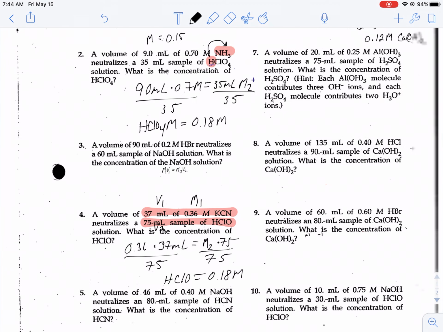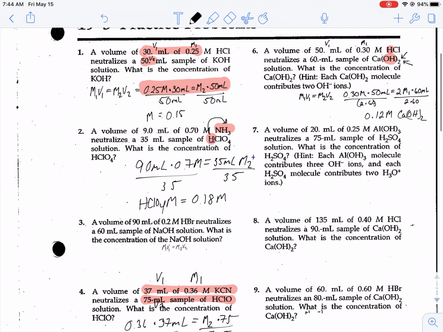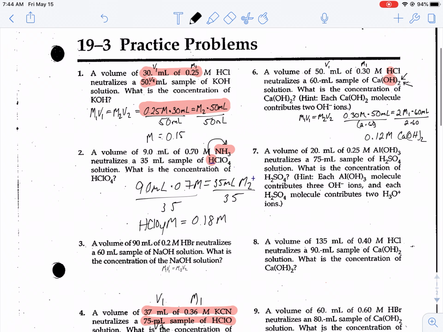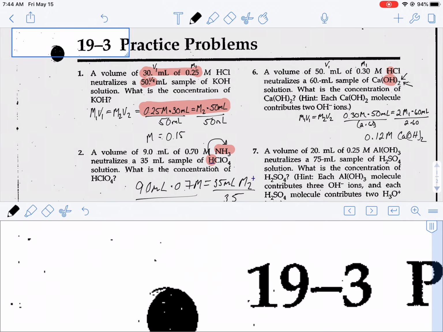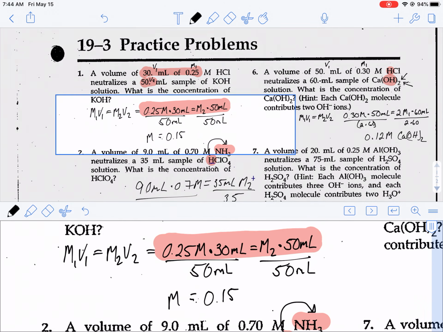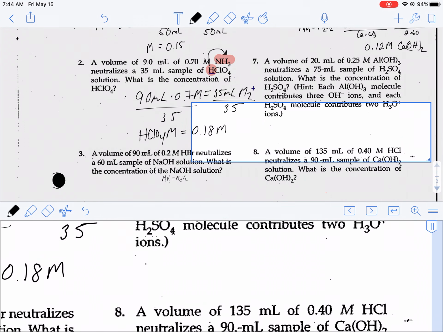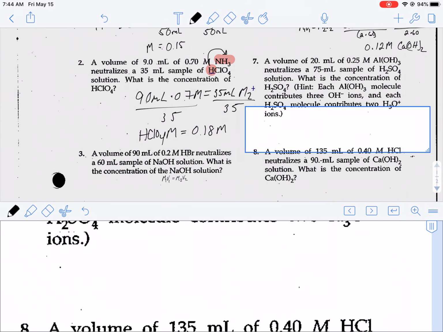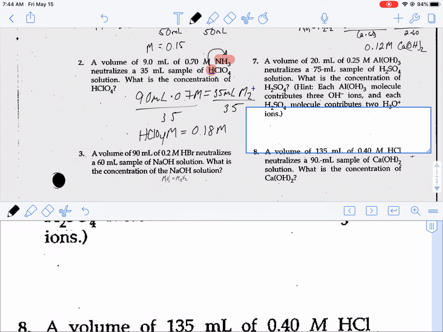The other ones that you guys were having trouble with were 7, 8, and 9. So let's take a look at 7 real quick, and I'm going to move it over, and we're going to do this together. It says that a volume of 250 milliliters of 0.25 molar aluminum hydroxide neutralizes a 75 milliliter sample of H2SO4 solution. What is the concentration of H2SO4? And then it gives you a hint.